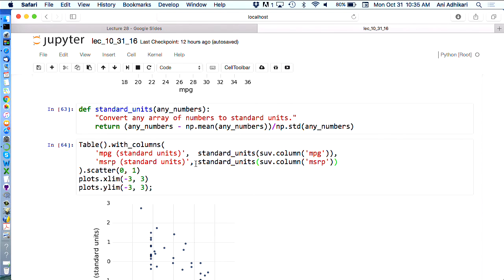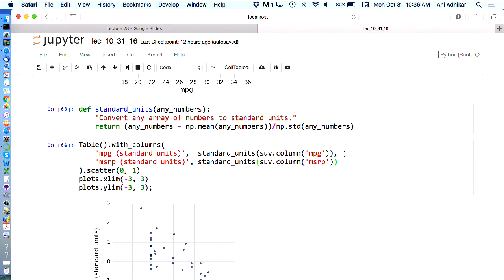Now, what is happening here? What is this standard units right here? It is the name of a function. It is the function that we defined. The definition is just up there. That function operates on what kind of object? On an array. So if I'm going to call standard units, I better give it an array. SUV is a table. I can't give it the table, so I extract an array by doing the obvious thing, which is the column. Which column? Miles per gallon. That is the one I'm trying to convert to standard units.